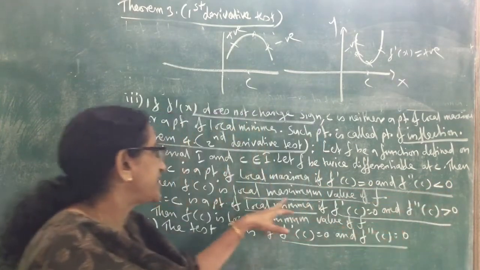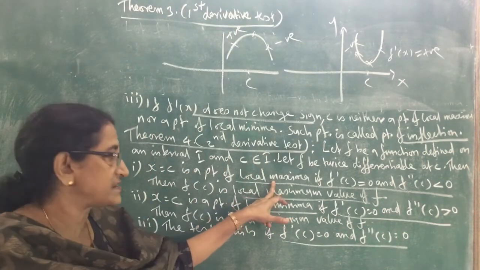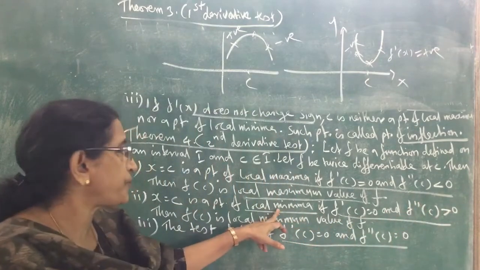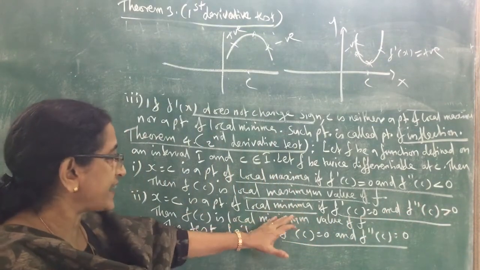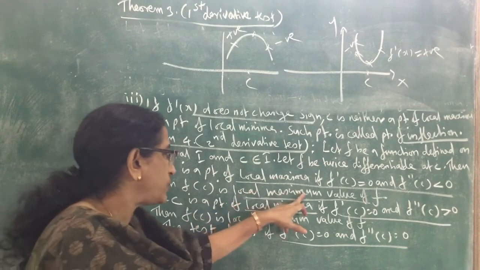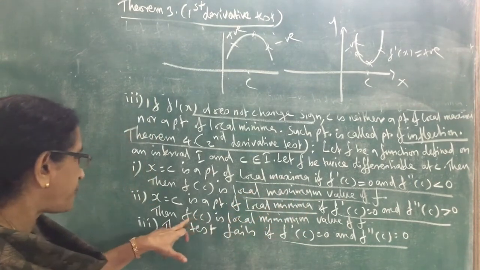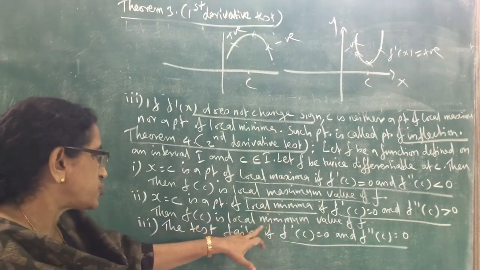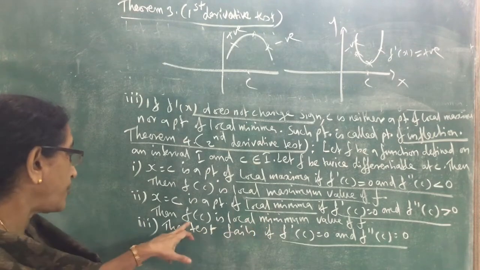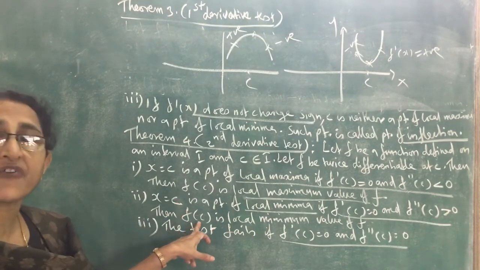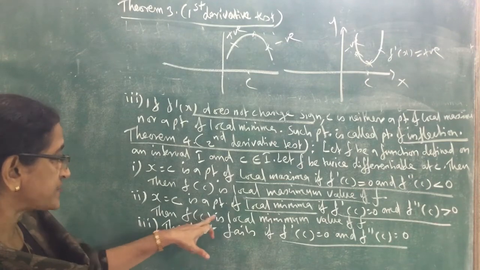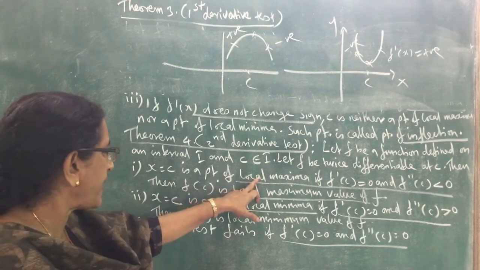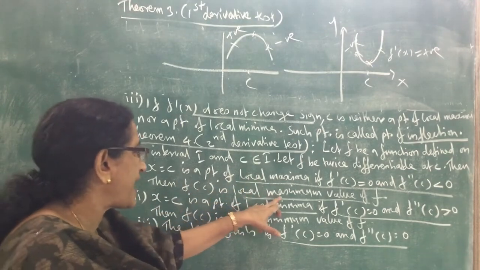If the second derivative is less than 0, negative, then it is a point of local maximum. And if the second derivative is positive, greater than 0, then C is a point of local minimum. To get the local maximum value or local minimum value, f of C is the value. If C is a point of local minima, to get the local minimum value we substitute this C in f of x; f of C is the local minimum value. Similarly, if C is a point of local maxima, f of C is the local maximum value.